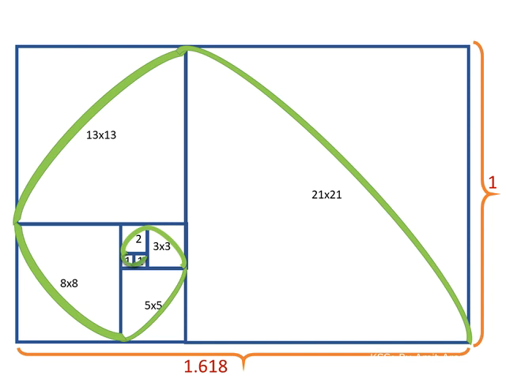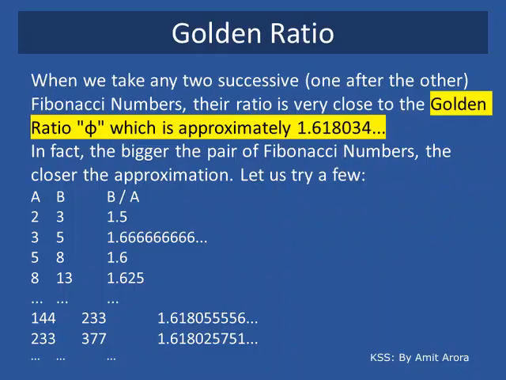Remember we studied the Fibonacci's rectangle. The sides of this rectangle have a proportion to each other, which is in the ratio 1 is to 1.618. That means if we take the ratio of two successive numbers in a Fibonacci series, we get the ratio which is approximately 1.618, and this approximation is closer for bigger numbers.